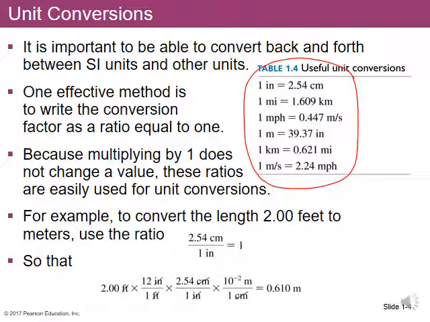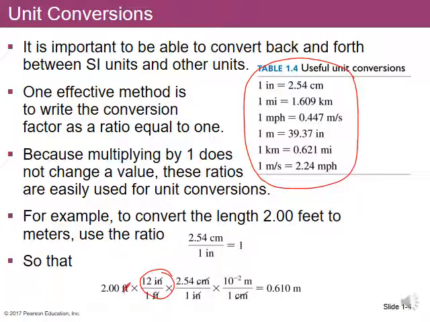So how do we convert between units? There are several different methods that you might want to use. The easiest way is to set up a series of ratios. So for example, if we wanted to convert from feet into meters, we would start with 2 feet, and we're going to multiply that by 12 inches over 1 foot so that the feet will cancel each other out.